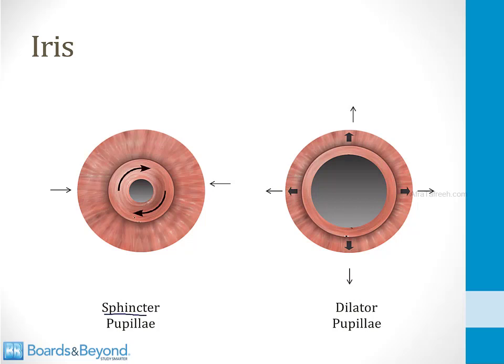So the sphincter pupillae is a circular muscle, as I said before, and when it contracts, it decreases the size of the pupil. The dilator pupillae is a radially oriented muscle, so fibers are sticking out from the center of the eye, and when the dilator pupillae contracts, it increases the size of the pupil.